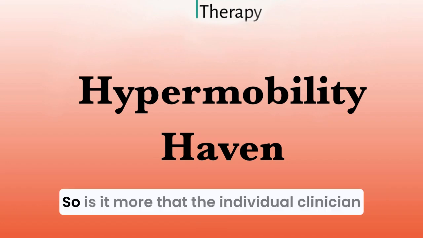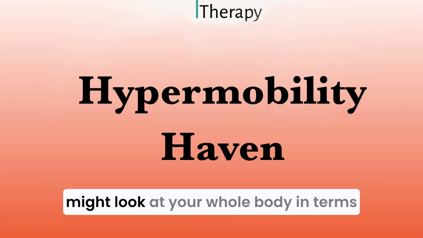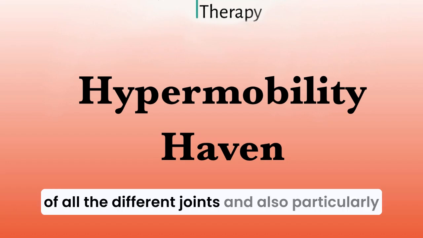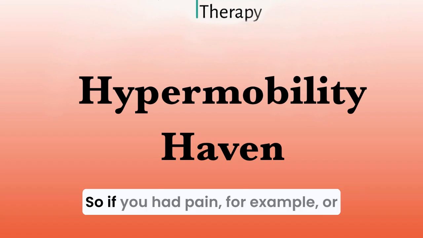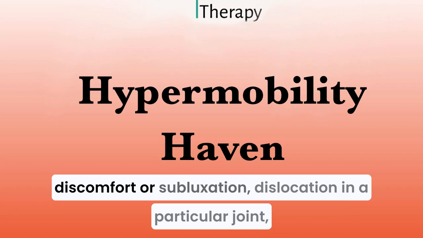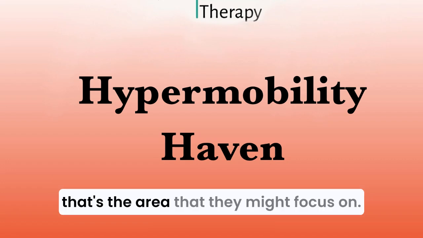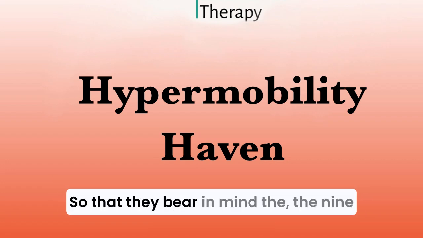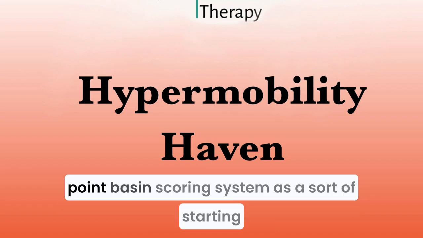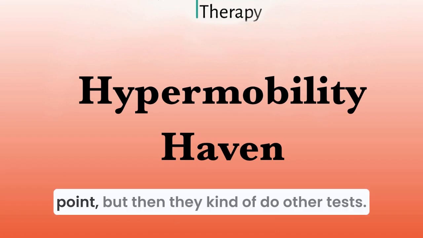Mm-hmm. So is it more that the individual clinician might look at your whole body in terms of all the different joints, and also particularly where you might be getting symptoms? So if you had pain, for example, or discomfort or subluxation, dislocation in a particular joint, that's the area that they might focus on, so that they bear in mind the 9-point Beighton scoring system as a sort of starting point, but then they do other tests.